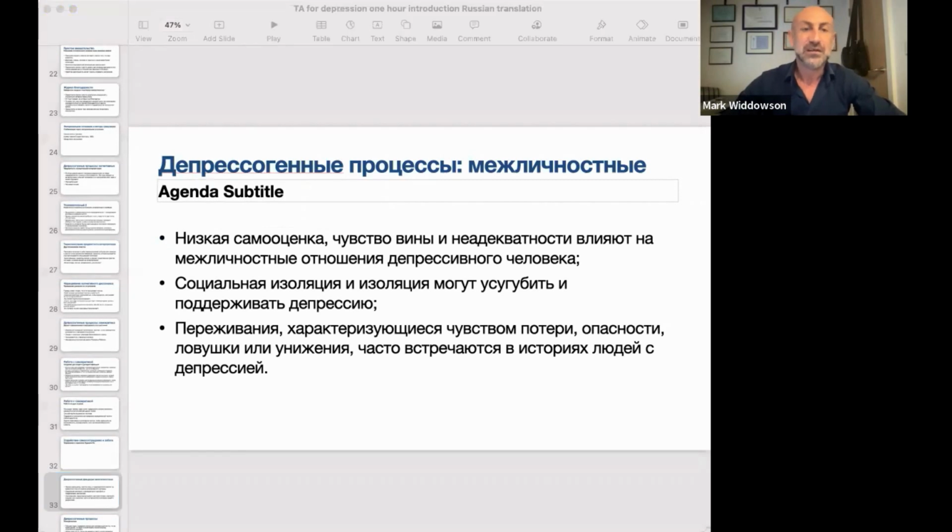Okay. So another thing that we need to do is to think about interpersonal processes. And what I mean by that is that a lot of depressed clients have this feeling of low self-worth. They feel that they're inadequate as a person. And they tend to think that other people don't like them or that they have nothing to offer in their relationships. So we need to try and challenge this as much as we can by helping them see that, well, maybe that's not the case.